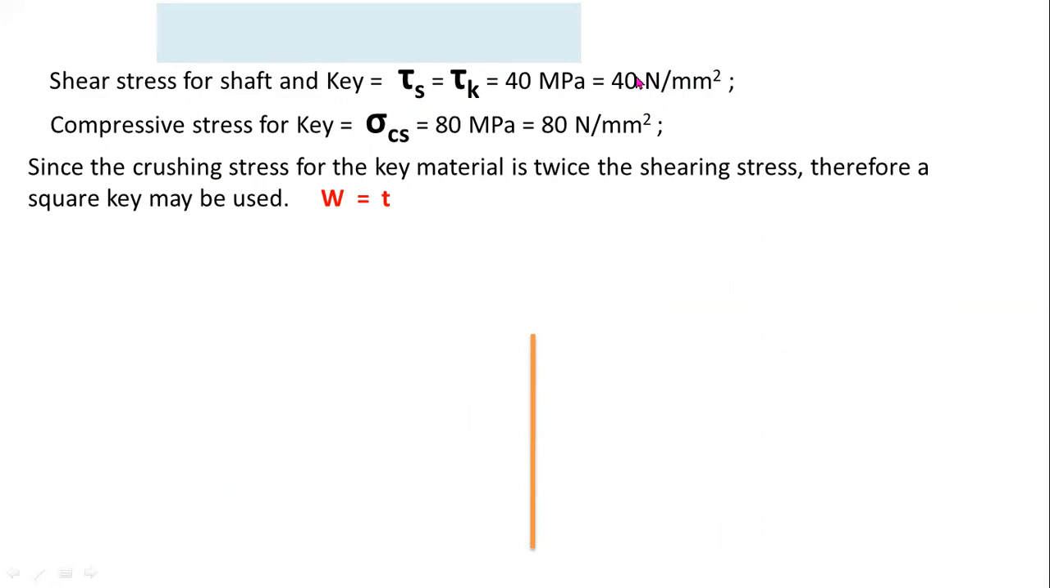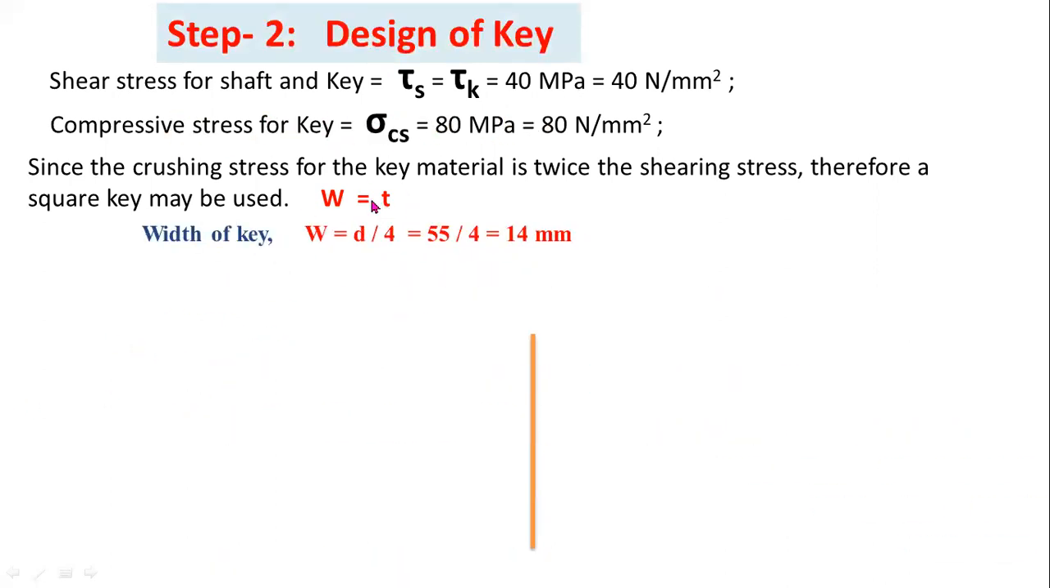So for that purpose, you have to use a square key. When the compressive stress is 2 times the shear stress, you have to use a square key. For a square key, width and thickness are both equal. So the width of the key equals the thickness of the key equals d by 4, that is 55 by 4, which is about 14 mm. And the thickness is also the same for a square key, d by 4.